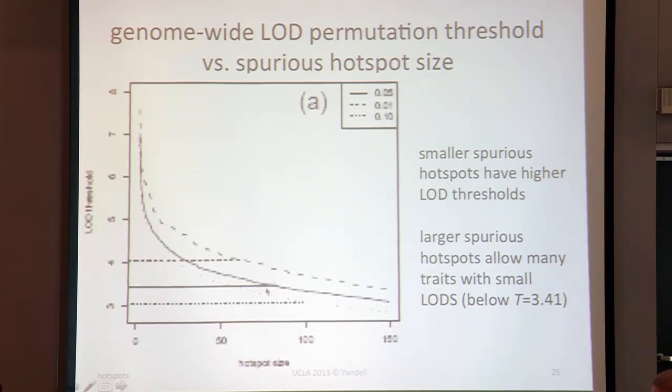If we were looking, we could actually look at much larger hotspots with a smaller threshold, but then we wouldn't trust the individual traits. So we actually cut this off right here. But you see you have a sliding scale, and now the threshold is determined by the hotspot size as opposed to the other way around.